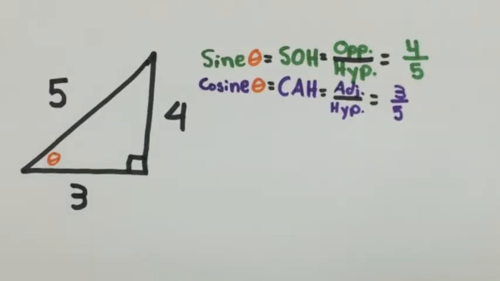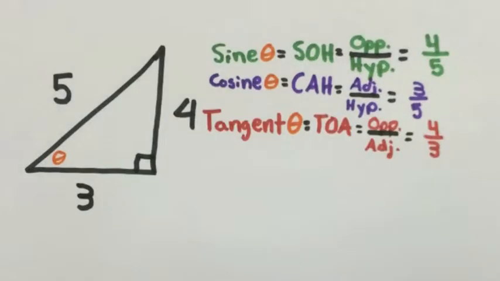The cosine of theta is the adjacent side over the hypotenuse, which is 3 over 5. And finally, the tangent of theta is the opposite side over the adjacent side, which is 4 over 3.